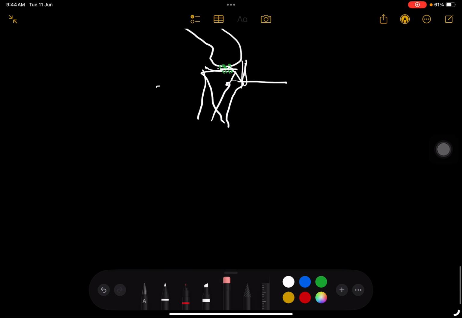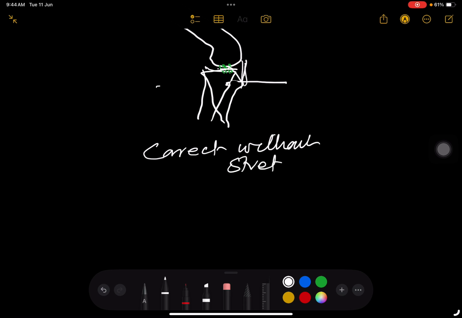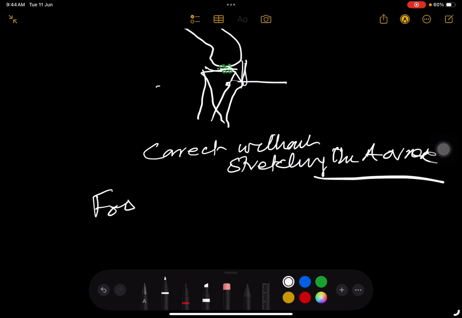Then you must correct the deformity without stretching the artery or nerve. This is Jones, and we'll cover the foot next time.